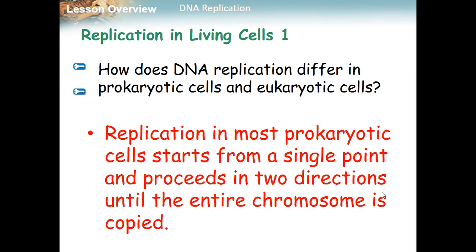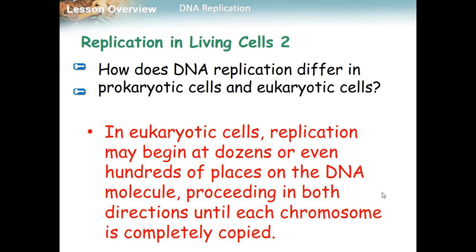How does DNA replication differ in prokaryotic cells than eukaryotic cells? Replication in most prokaryotic cells starts at a single point and proceeds in two directions until the entire chromosome is copied. In eukaryotic cells, replication may begin in dozens and even hundreds of different places on the DNA molecule, proceeding in both directions until the entire chromosome is copied.